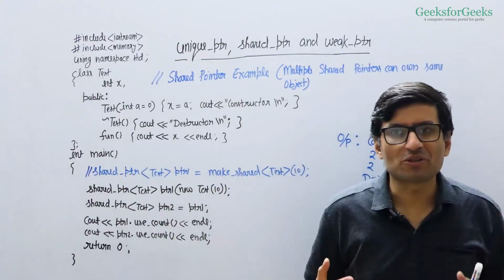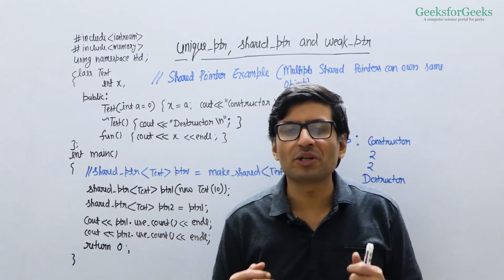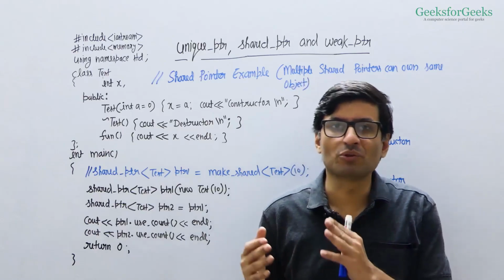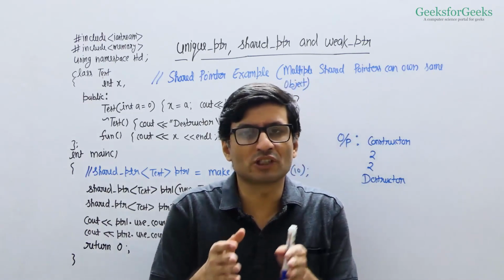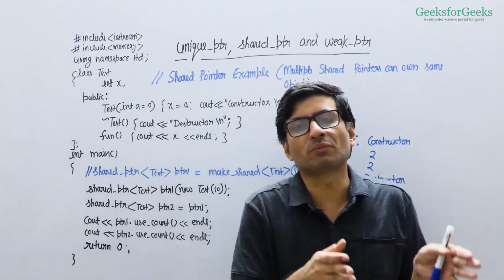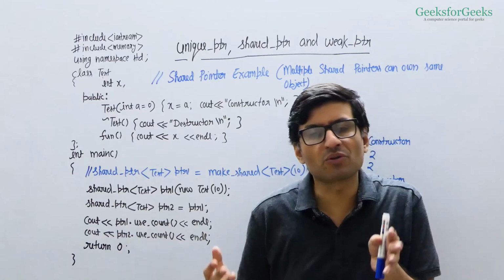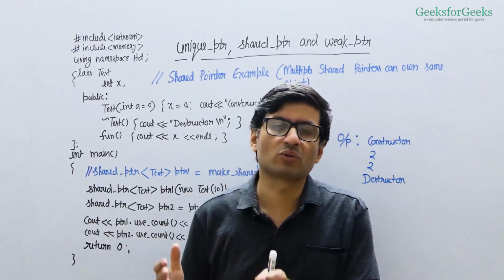Let us now talk about shared pointers. Shared pointers allow multiple shared pointers to point to the same object. This is different from unique pointers. In unique pointers, one pointer owns an object and other unique pointers cannot co-own it. You transfer the ownership, but you can't have co-ownership. Shared pointers do have co-ownership.